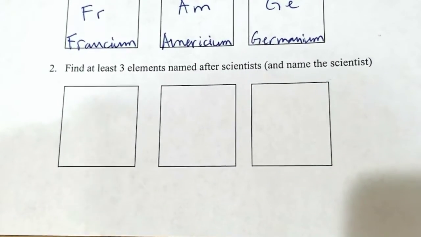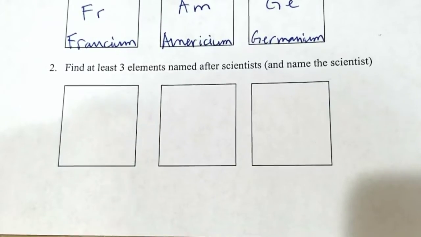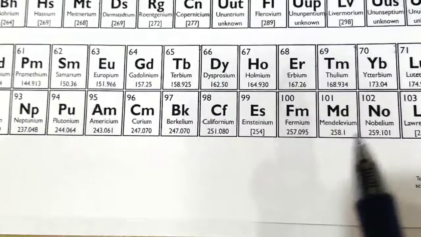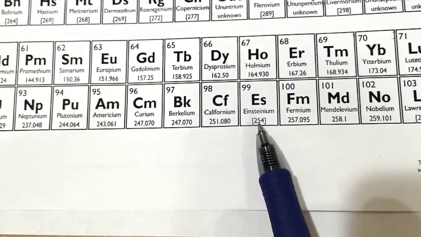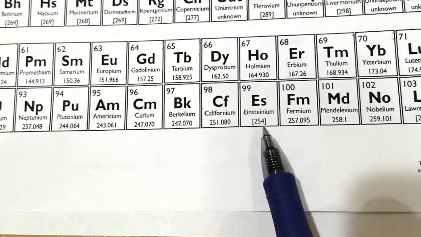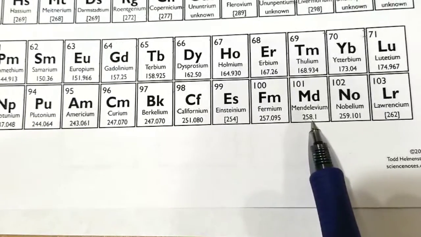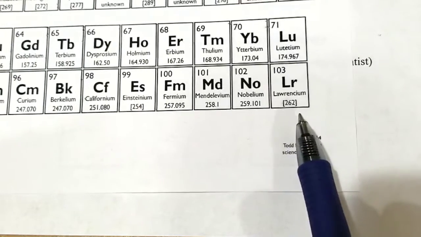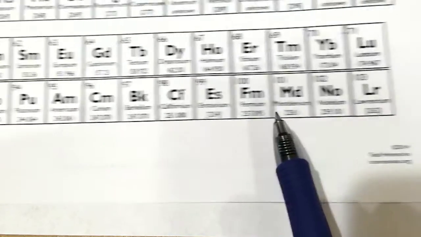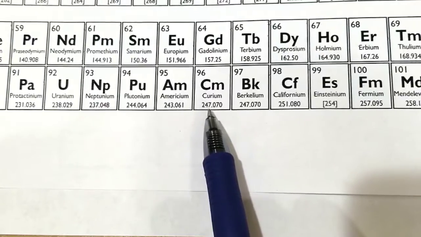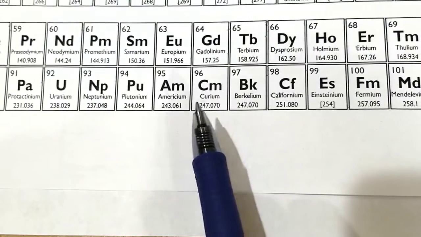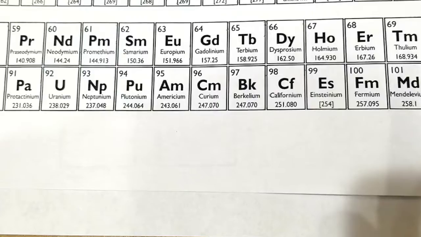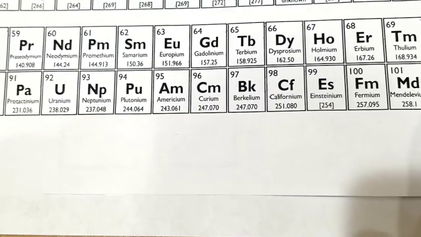Okay, number 2, find at least 3 elements named after scientists, and name the scientists. Alright, let me work this one out with you guys. On the periodic table, we have the very popular scientist, Einstein. There's Mendeleev, the one who discovered the periodic table. Lawrencium. And also curium, named after Marie Curie. So you can put any of those scientists down. And there's lots of other scientists. See if you can spot the other ones.